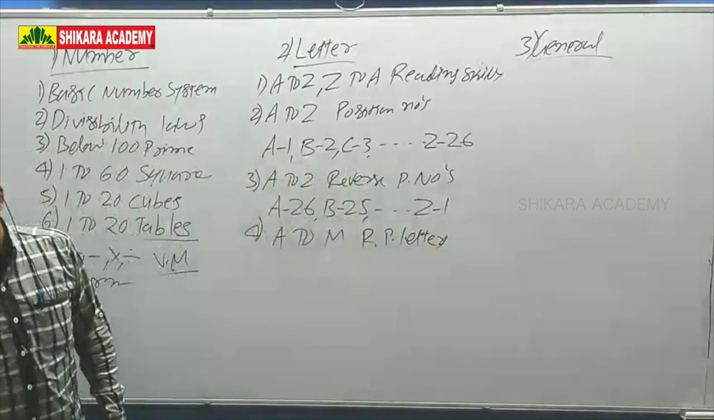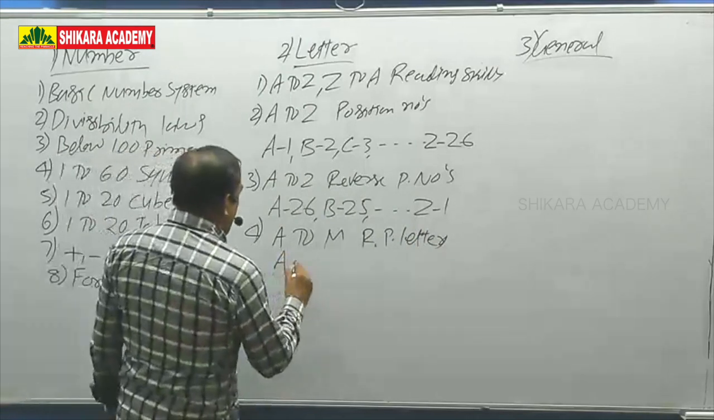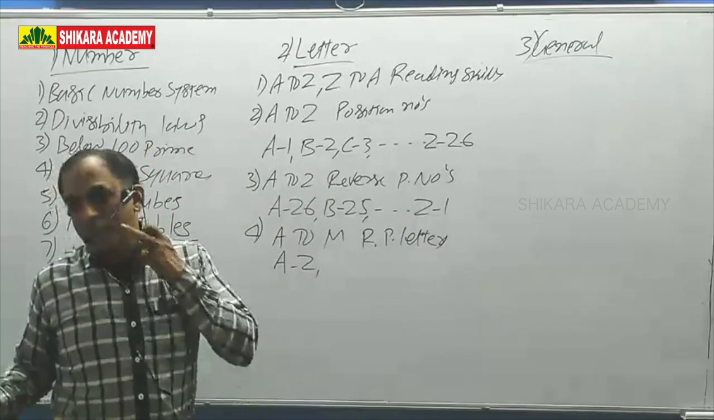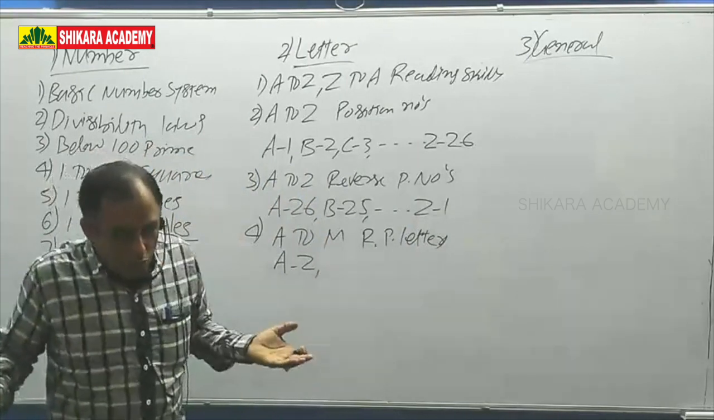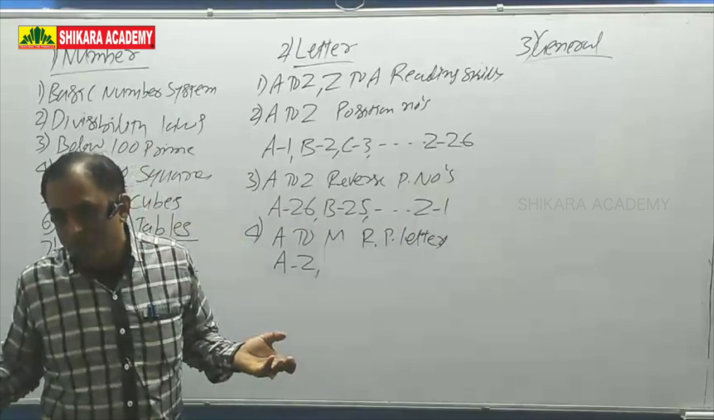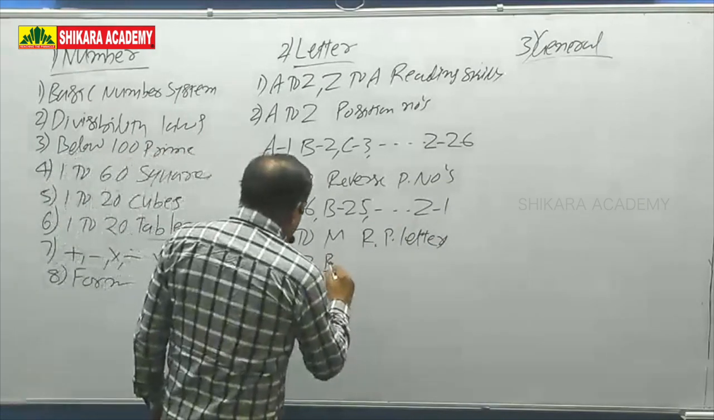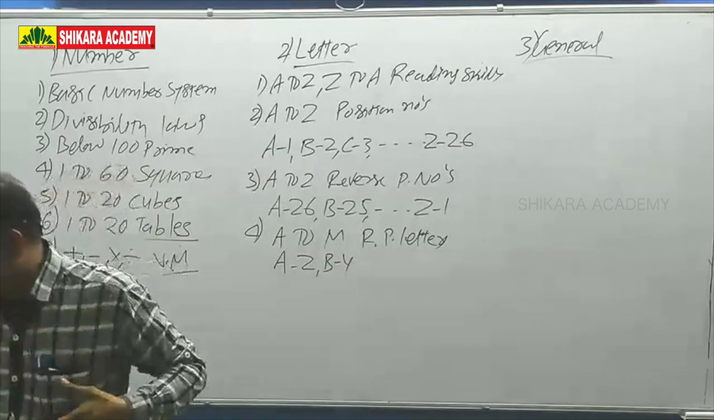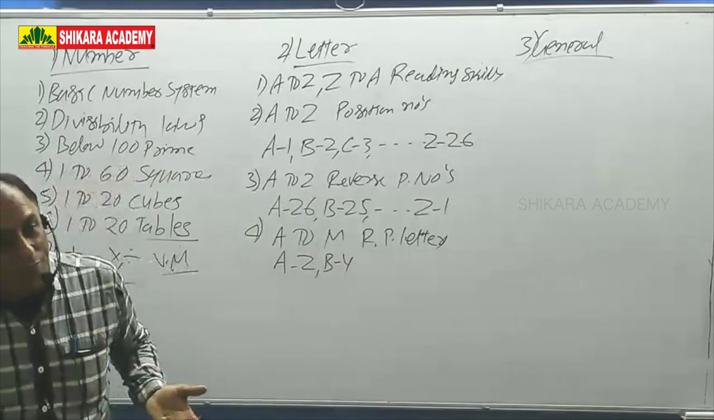Reverse position letters are important. A is the first letter, its reverse position is Z. If you know A's reverse position is Z, no doubt Z's reverse position is A. B is the second letter, its reverse position is Y. You need not learn the reverse position of Y separately. So Y's reverse position is B.